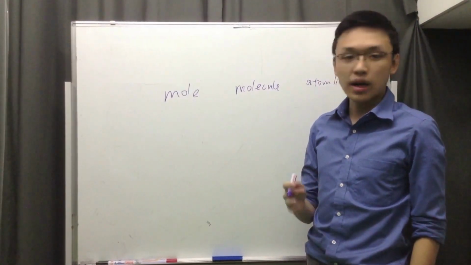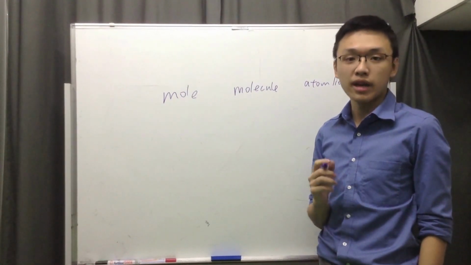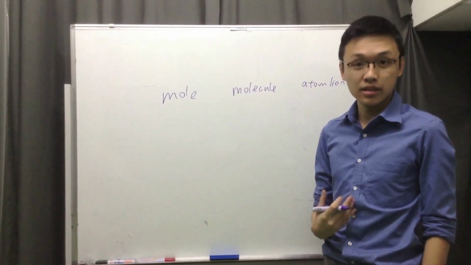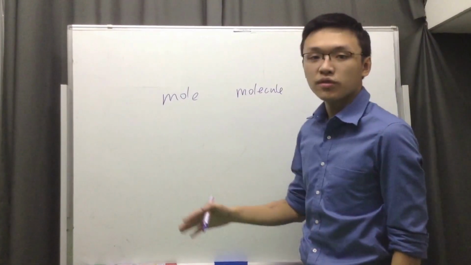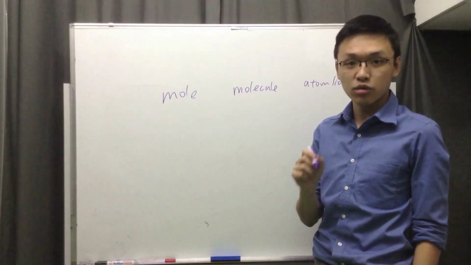I don't know why a lot of students get confused, so today I'm going to break it down for you. Hopefully by the end of this lesson, you'll find it as easy as I do. First of all, what is a mole? A mole of anything is 6.02 times 10 to 23.